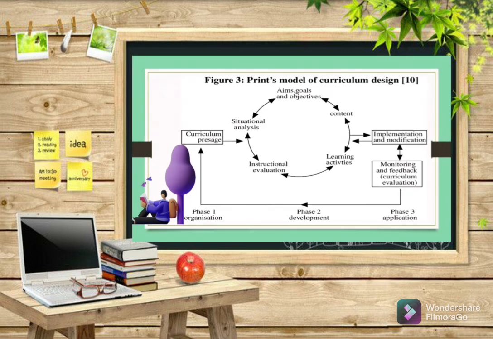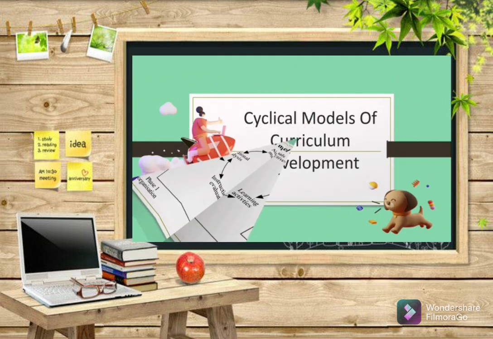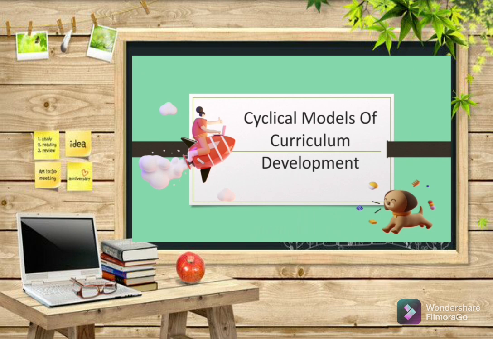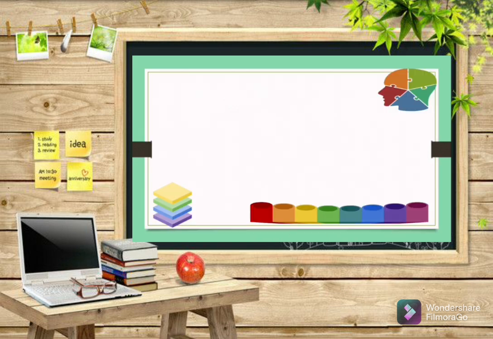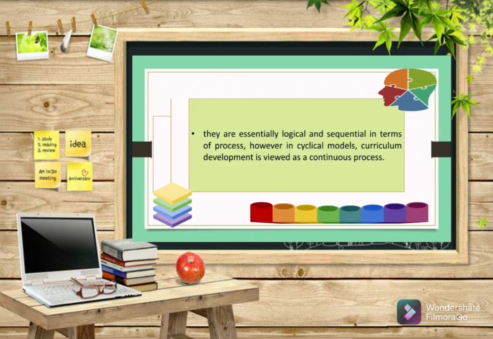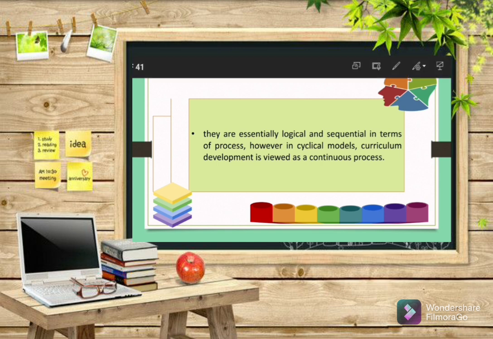So the next model of curriculum development is the cyclical models of curriculum development. Cyclical models are essentially logical and sequential in terms of process. However, in cyclical models, curriculum development is viewed as a continuous process. So the cyclical model prescribes a cyclical or continuous process of curriculum development. Cyclical models usually start with situational analysis that serves as a basis for all the succeeding processes.